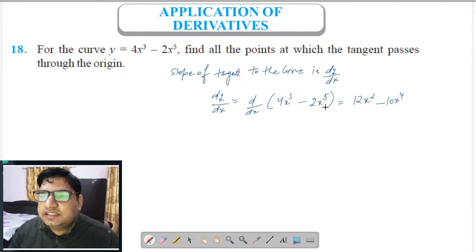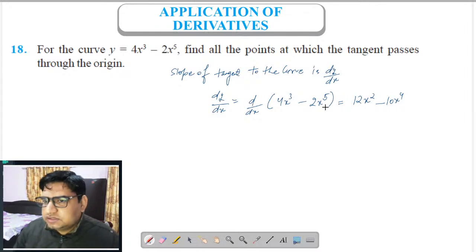Okay, and find the point at which the tangent passes through the origin. So find all the points at which the tangent passes through the origin. So the equation of tangent to the curve should pass through the origin. So we have to find all those points. So let's see how it goes.